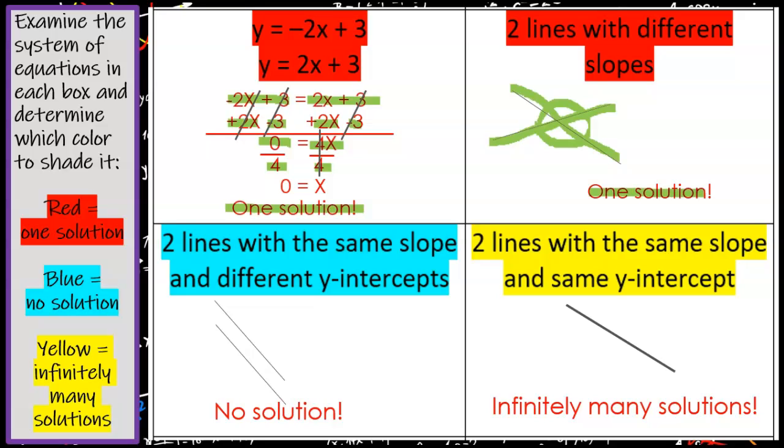When we have two lines with the same slope and different y-intercepts, okay, so if I just had my graph here, and we have the same slope, but they are crossing the y-axis in different places, that's going to create two parallel lines. And if we have two parallel lines, that is no solution. They are never going to cross.